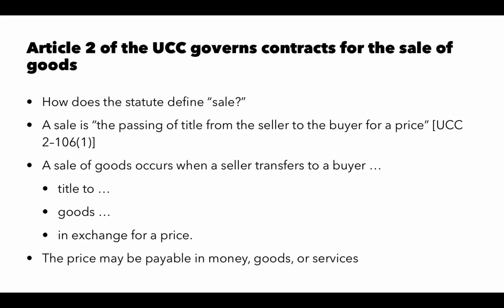Now, when we talk about price, the price can be payable in money, in goods, or in services. So we could have a sale of goods in which the goods are going to be paid for through a promissory note, which is going to be governed by Article 3 of the UCC.